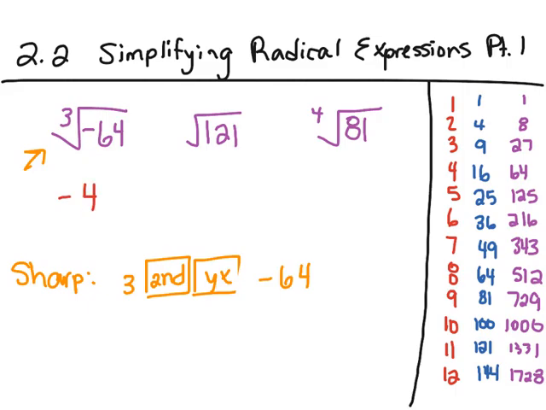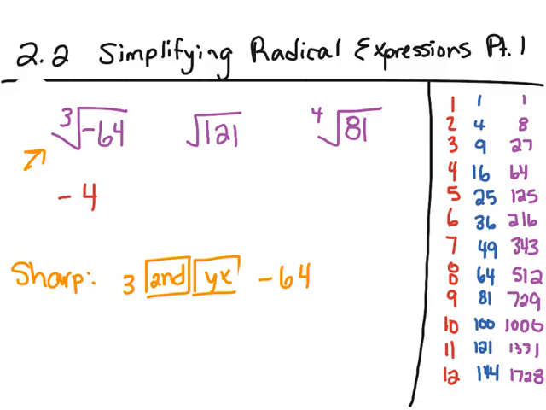Or if you look at the chart on the side, you can see that 4 is the cube root of 64. There we go. And the way you would read this is the cube root of negative 64.